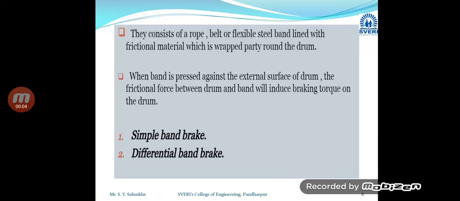Friends, in the last video we have seen types of brakes, and we came across band brakes. We have seen how band brakes are considered, that is, how a band is used. Now there are two types of band brakes. One is called the simple band brake, and the second one is called the differential band brake. And we'll see how these band brakes are constructed as well as how they work.